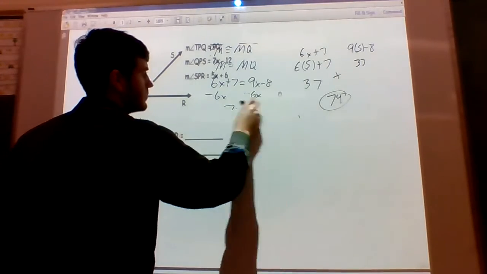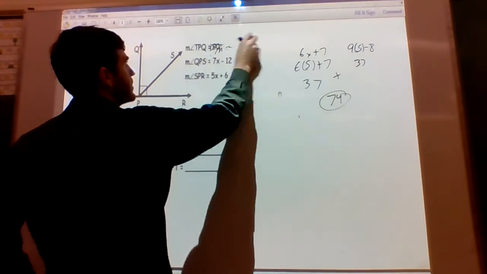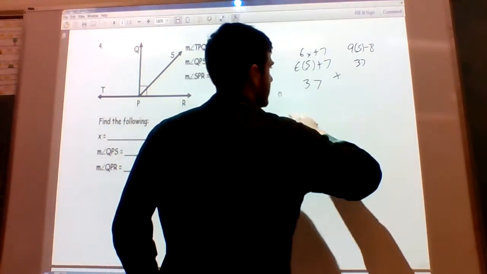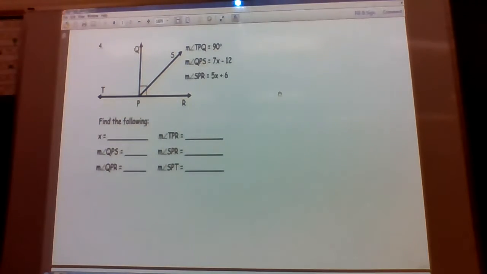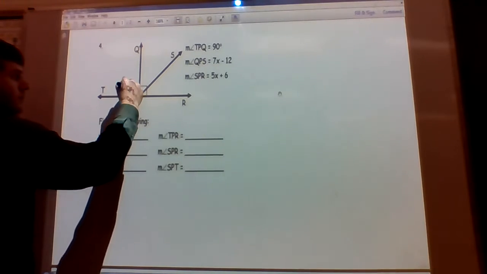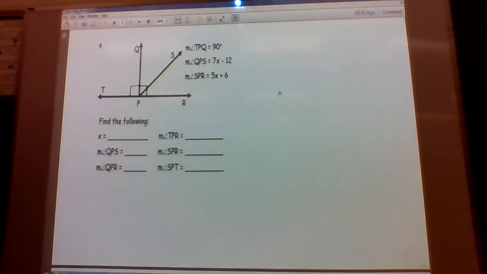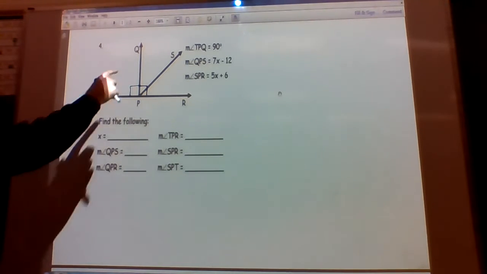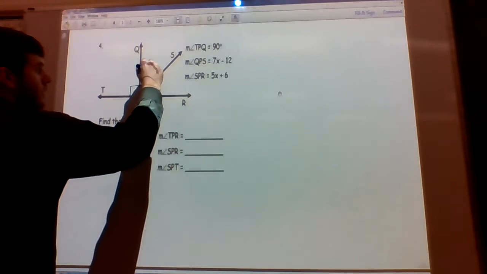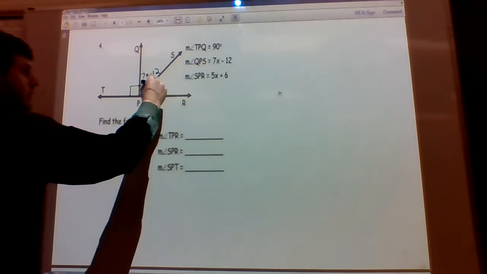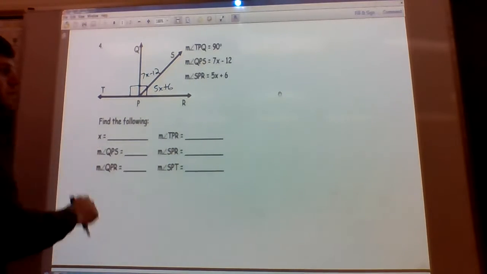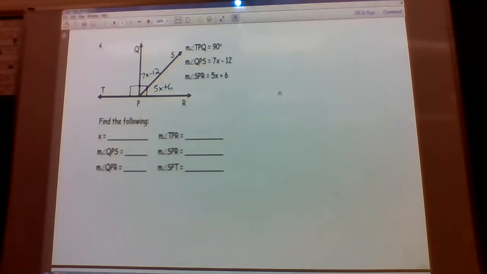We have to find some angles on this one. So first thing we should probably do is write in what we know. TPQ is 90. So we have another right angle here. QPS is 7x minus 12. SPR is 5x plus 6. Okay, we need to find x and the following angle measures.